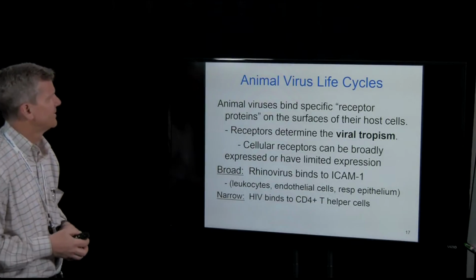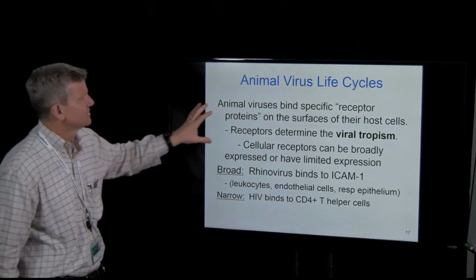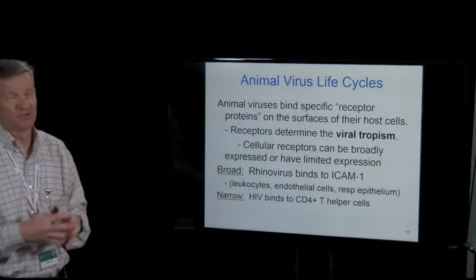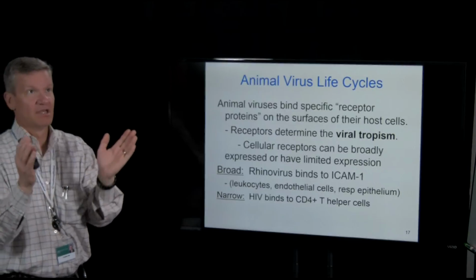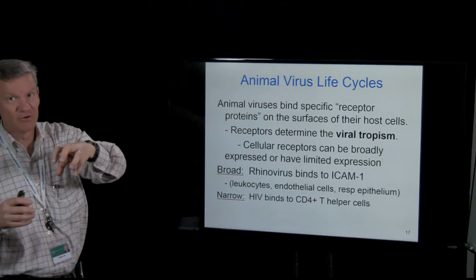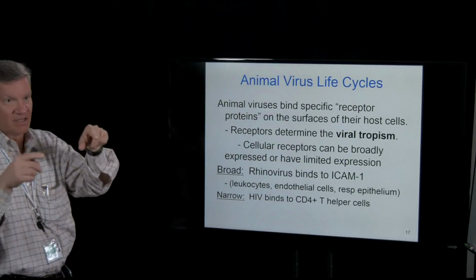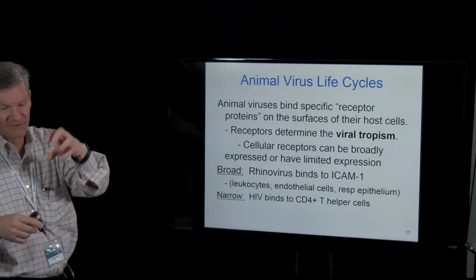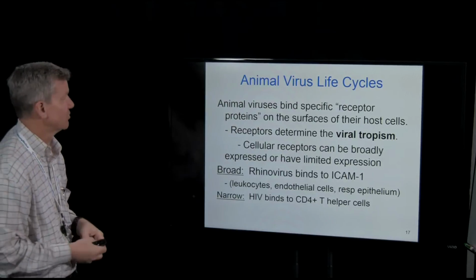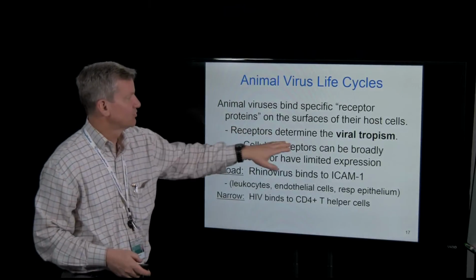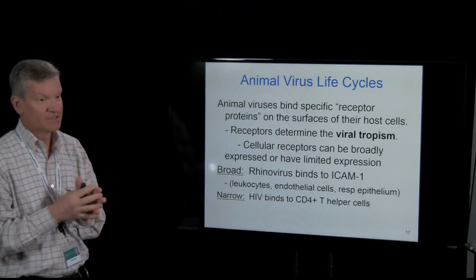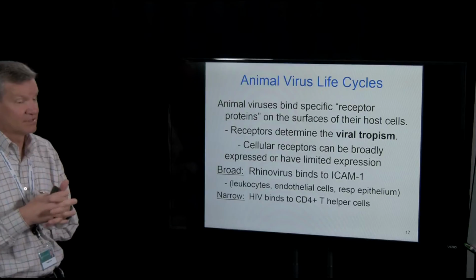Okay, so viruses bind to receptor proteins on the surface of their host cells. So for every virus that has a viral receptor, like one of those spikes on the adenovirus, the one that looks like a satellite that has a viral spike, that's the viral receptor for a host cell receptor, and those interact with each other. And receptors determine the viral tropism. So most viruses are very, very specific and will only infect certain cell types.